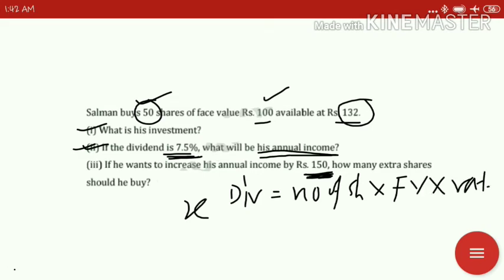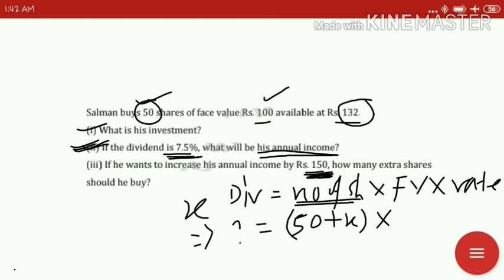Here the change will be that for the dividend you put the annual income you got in number 2 plus 150, and in the number of shares you write 50 plus x, and then the face value as usual 100 and the rate, again 7.5%. If you calculate, you will get the value of x. That will be the answer, how many extra shares he should buy.